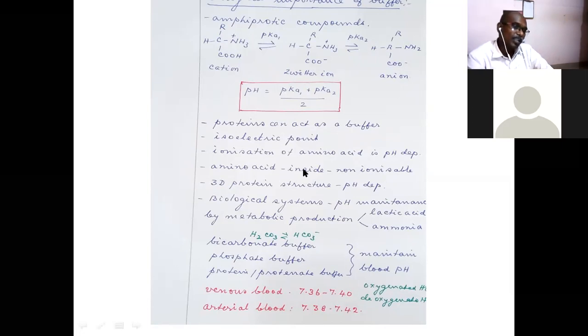See, protein is a polypeptide chain. Normally, in a long chain, the terminals will be ionized. An amino acid molecule which is trapped in between a long chain protein is non-ionizable. And also, if you look at the three-dimensional protein structure, it is also pH dependent. So the change of pH can collapse the three-dimensional protein structure also. I have already explained why silk sarees are not washed with soap, because the pH change will collapse the beta pleated sheet structure of the silk fibroin.